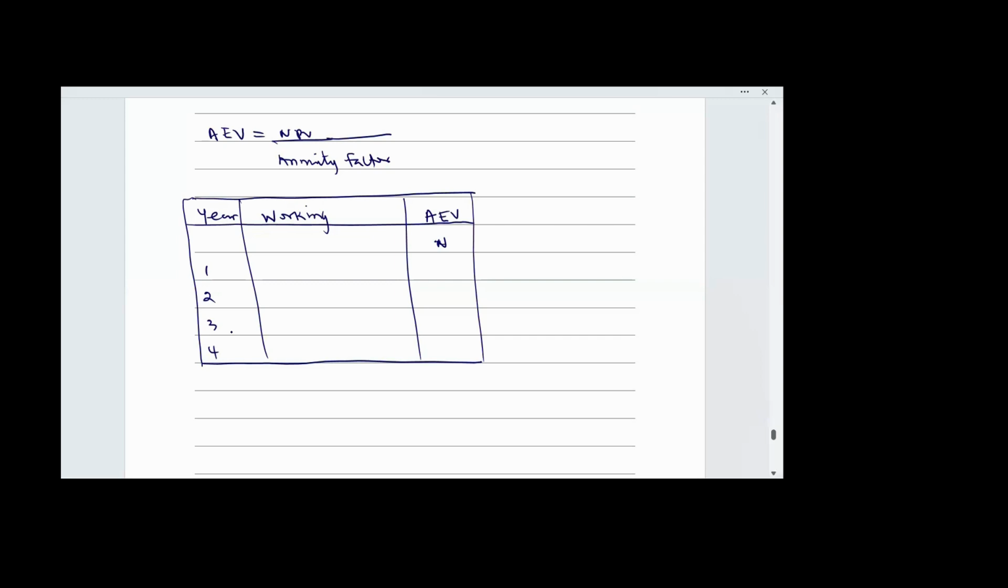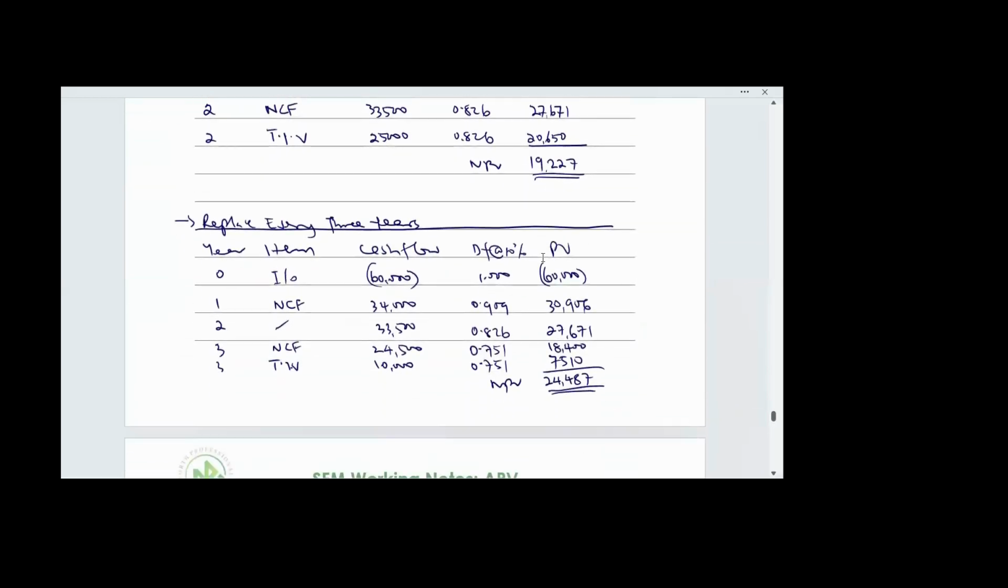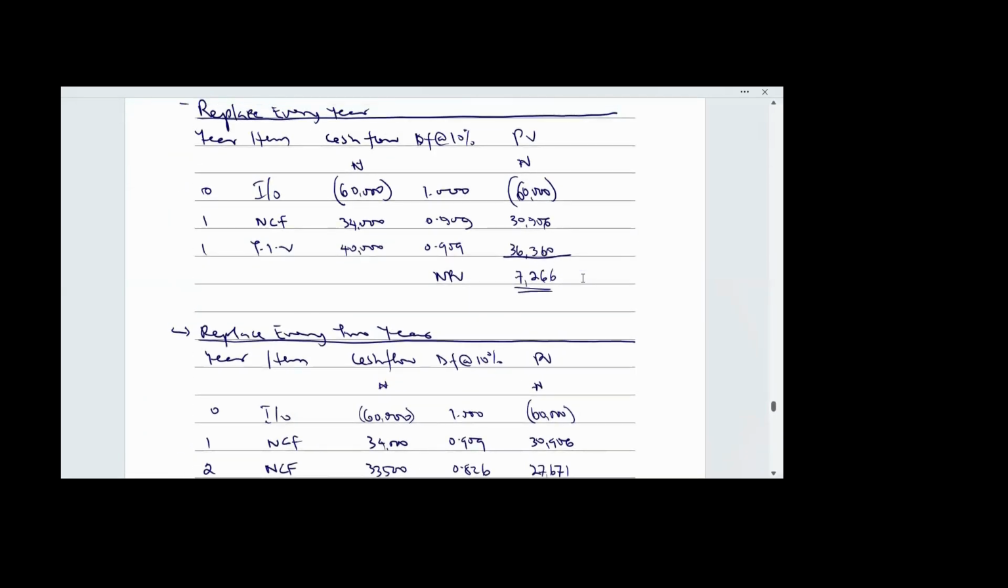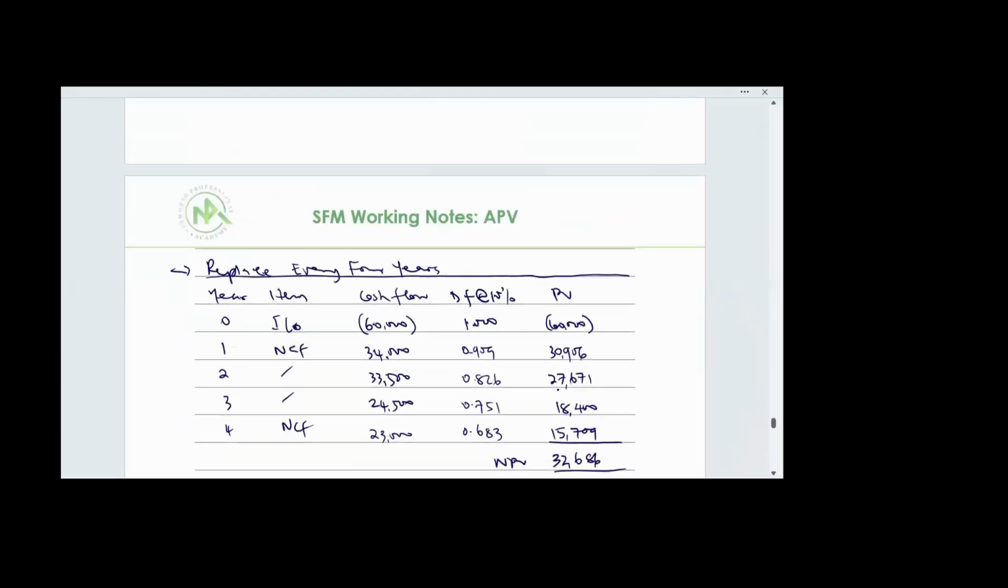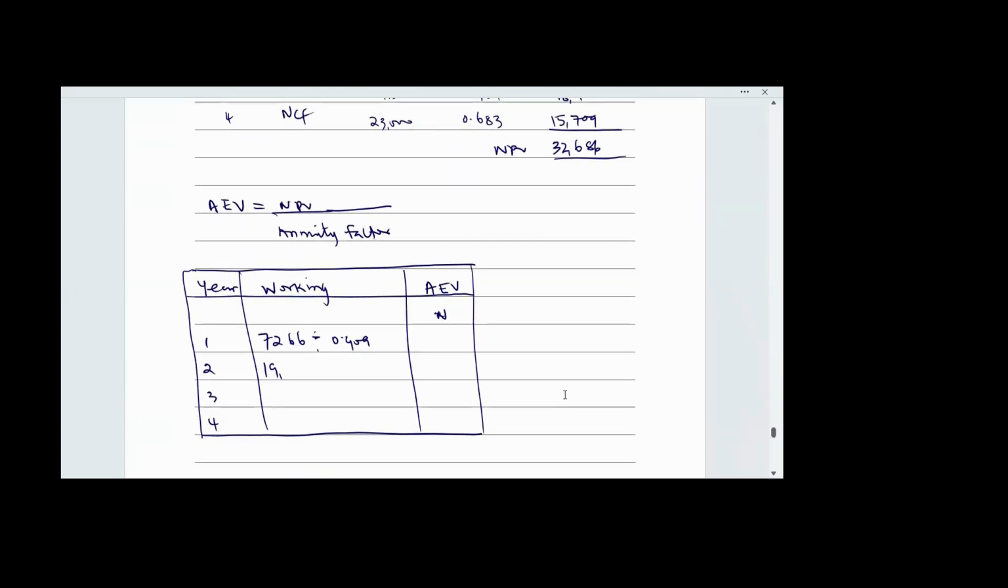So to get the annual equivalent value, we divide the NPV of each respective year by the annuity factor. In year 1, NPV is 7,266. So I would say 7,266 divided by annuity factor of year 1, which is 0.909. NPV of year 2 is 19,227. 19,227 divided by annuity factor of year 1 to 2, which is 1.736.